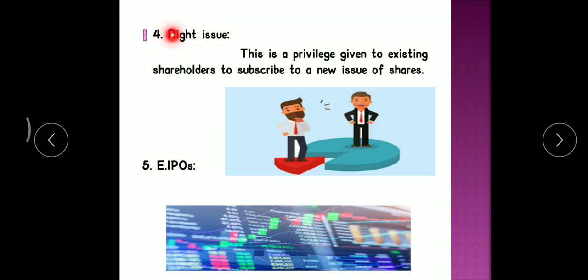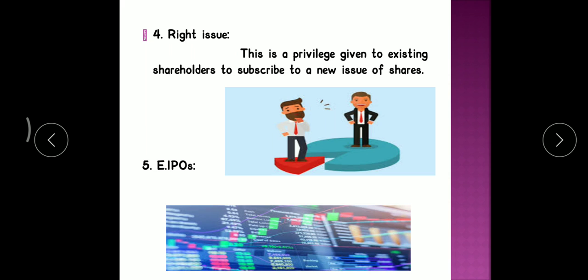A right simply means an option to buy certain securities. It is an option given to the existing shareholders to buy a certain number of securities at a certain privileged price. Usually the price of these shares will be less compared to shares issued in the market. When shares are issued in the market, the price will usually be more, but in case of a rights issue, the price of a particular share will be less compared to the shares available in the market.